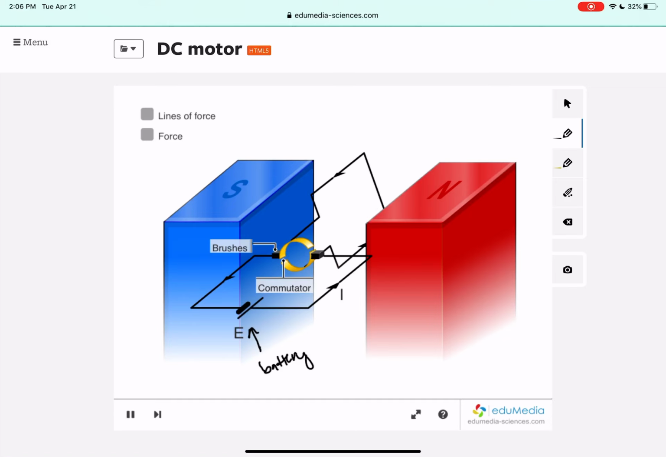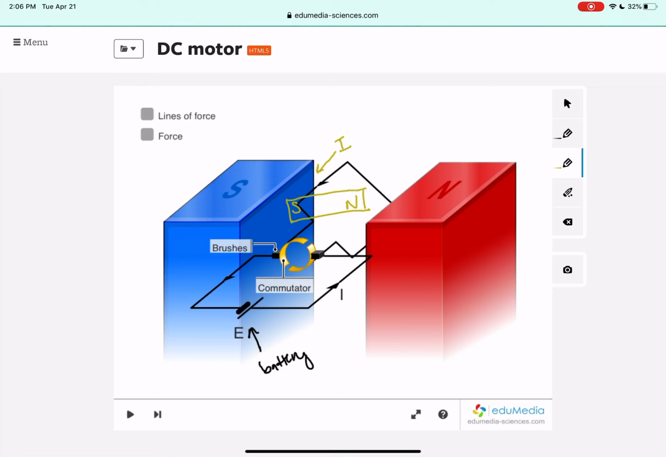Let's get a little further here. There we go. Okay, so here we can see that the current is moving in this direction. I'm representing I for current. Then if you use your right-hand rule, you will see that a magnetic field is induced through this coil with the north on this side and the south on this side.